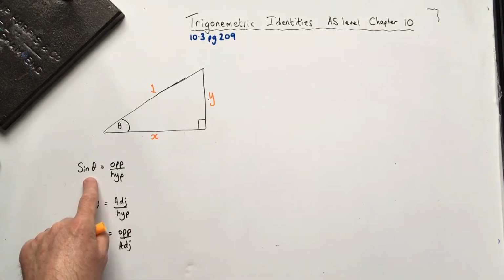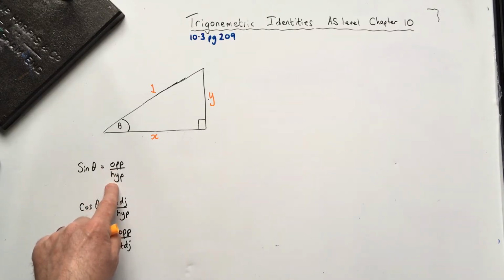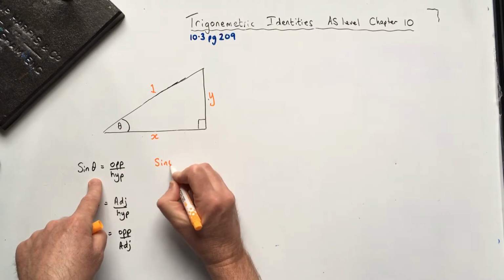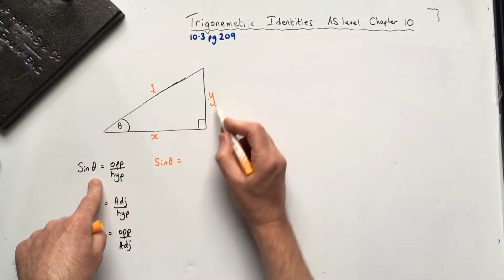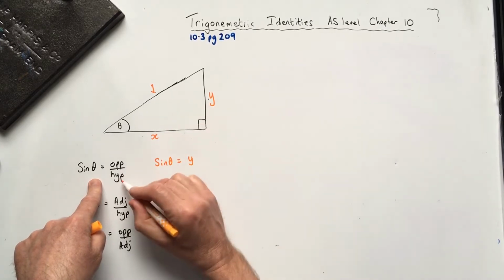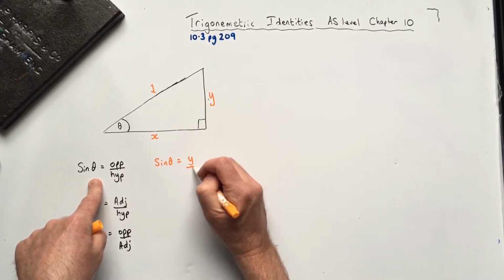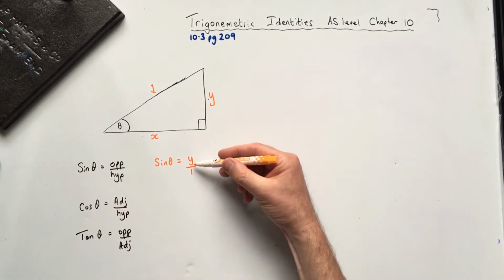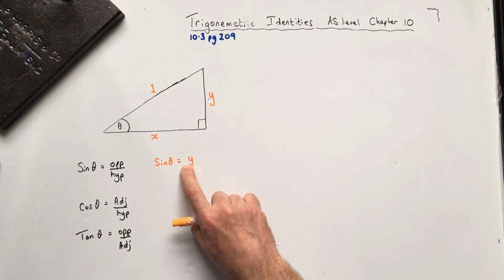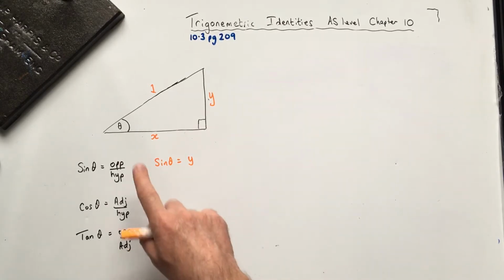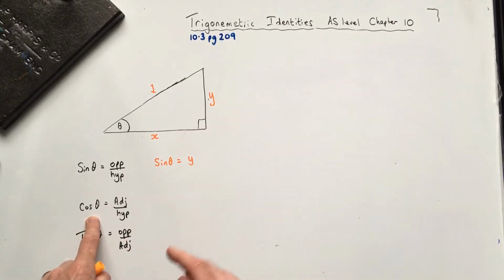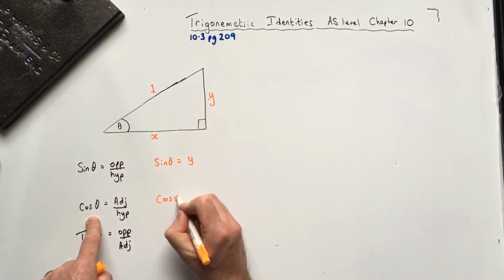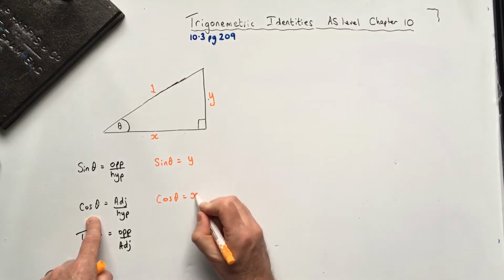So I've labelled up my triangle, and then if I pick the first ratio here, sine theta is equal to opposite over hypotenuse. The sine of theta is equal to the opposite side, which is y, divided by the hypotenuse. The hypotenuse is 1, so y over 1, and y divided by 1 is just y, so we can just call sine theta y. Likewise, cos theta is adjacent over hypotenuse, so cos theta is x over 1, which is just x.